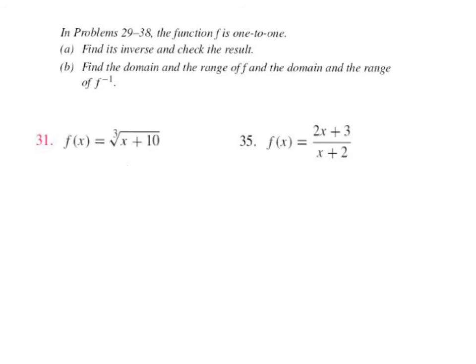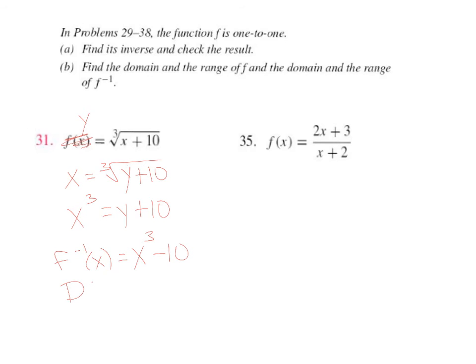All right, last page, find the inverse. Check the result, find the domain and range. Okay, so to find your inverse, you flip your x and y. Remember, this is your y. So then we're going to reverse our x and our y. Cube both sides. So f minus 1 of x is x cubed minus 10. Since this is a cubic, the domain and range are all real numbers, so that's boring.